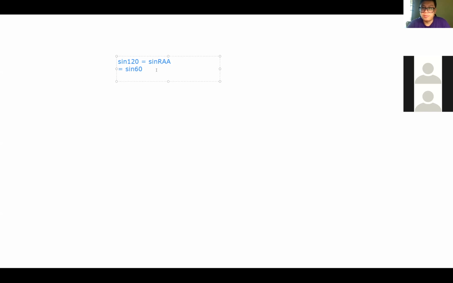If we look from a few slides ago, we got the exact value of sine of 60 degrees. If you remember clearly, it's square root 3 over 2. I'm just going to write it out. We don't have to calculate on our own. We just use the exact value we got from a few slides ago, and that's square root 3 over 2. Let's look at our next question.